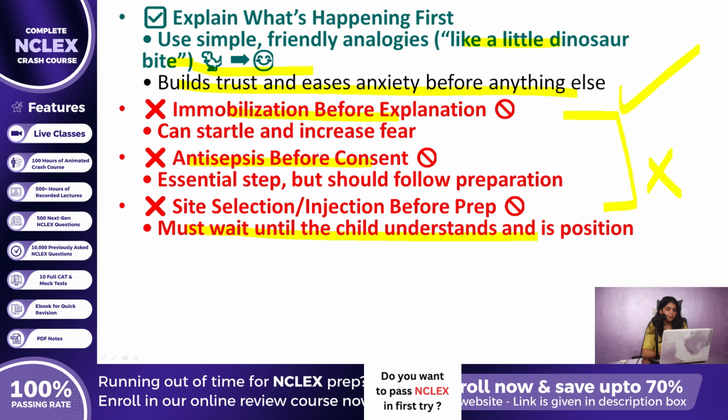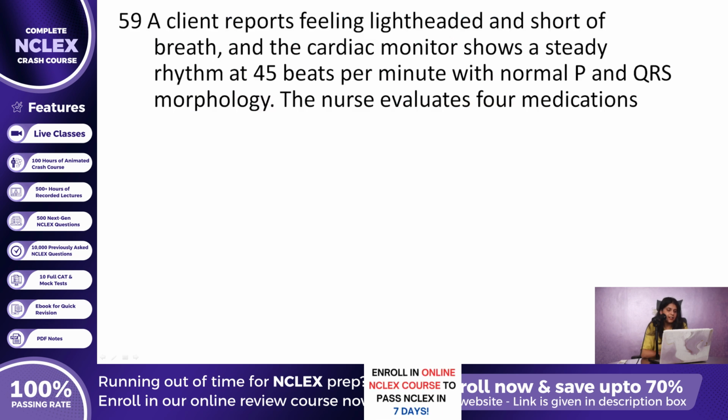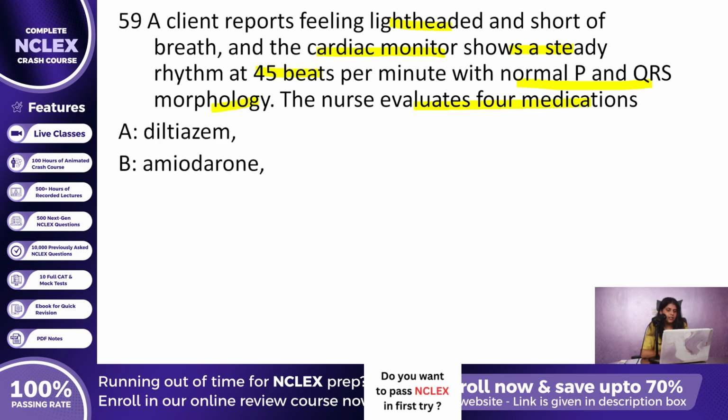Question 59. Next, a client reports feeling lightheaded and short of breath, and the cardiac monitor shows a steady rhythm at 45 beats per minute with normal P and QRS morphology. The nurse evaluates 4 medications: A. Diltiazem, B. Amiodarone, C. Labetalol, or D. Atropine, and the most appropriate order is D.